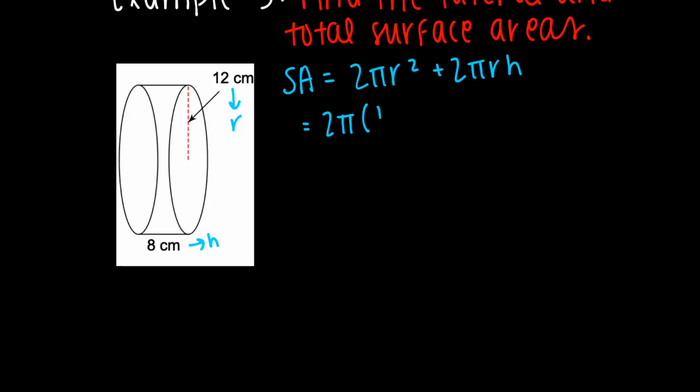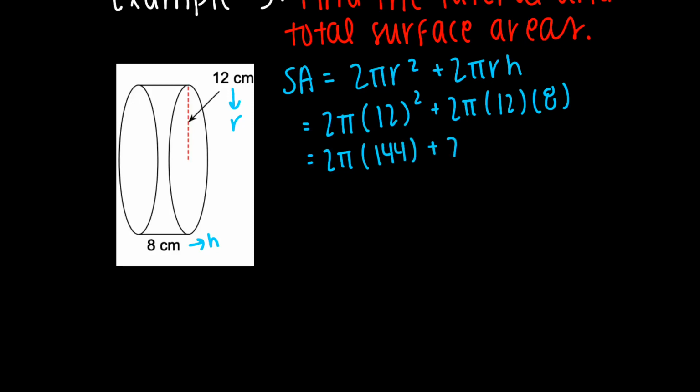2 pi times my r, 12 squared, plus 2 pi times my r, 12, again times my height, 8. So I have 2 pi times 12 squared, which is 144, plus 2 pi times 12 times 8, which should give you 96. Now I'm going to go ahead and distribute. So I end up with 288 pi for the first part plus 96 times 2 pi gives me 192 pi.